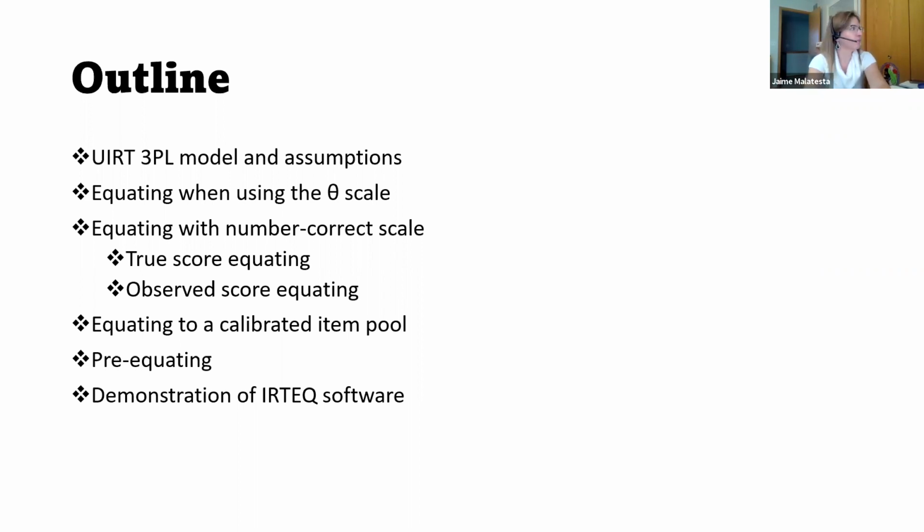Okay, so for the majority of our session today, I will be going over equating when we use the theta scale or the theta metric, and then also equating in situations where we use a number correct score scale. And really this is the true equating, when we use number correct score scales for reporting purposes. We typically think of IRT true score and IRT observed score equating methods for handling those cases. I'll also go over briefly how to equate to a calibrated item pool, and how pre-equating is typically done. And then following this, we'll take a break, and we'll have Dr. Han demonstrate how to use the IRT EQ software for doing these equating procedures.